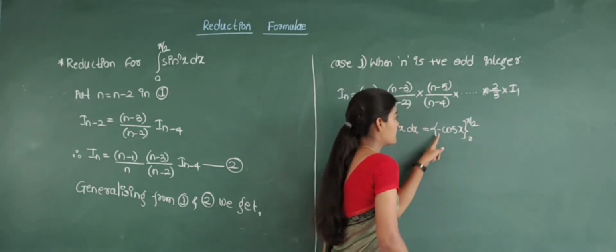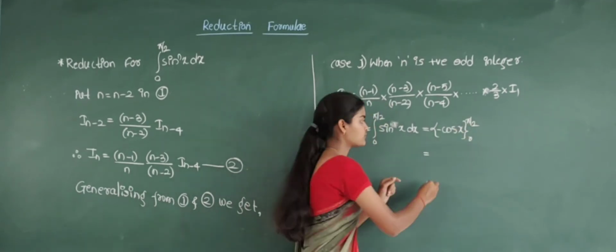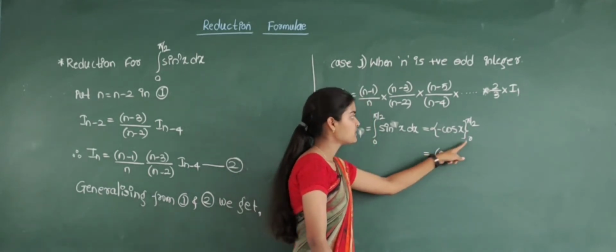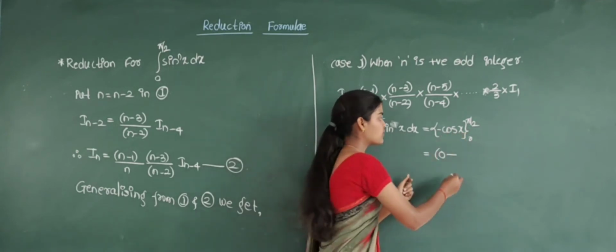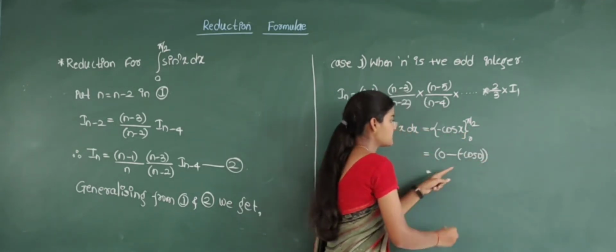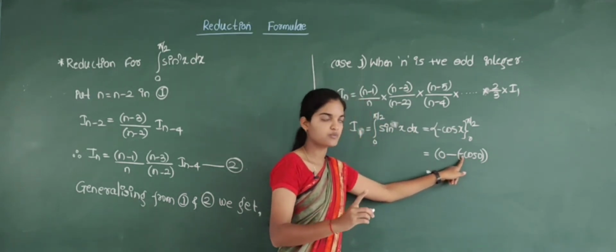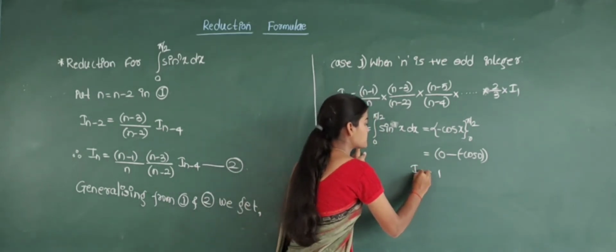So minus cos pi by 2. Cos pi by 2 is 0, so the first term becomes 0. Then minus of cos 0 again you have to write, because our function is minus cos x. And what is this cos 0 value? It is 1, so minus into minus it is plus 1, so it becomes 1. Therefore I1 value is 1.